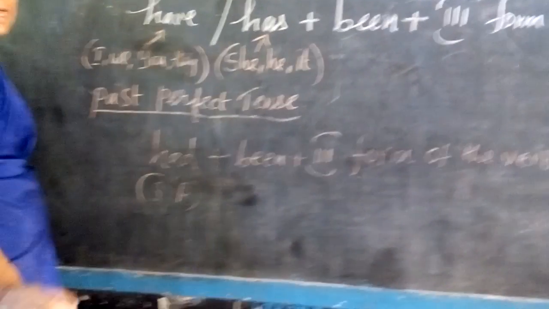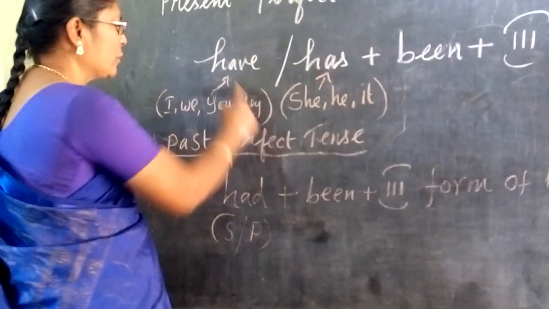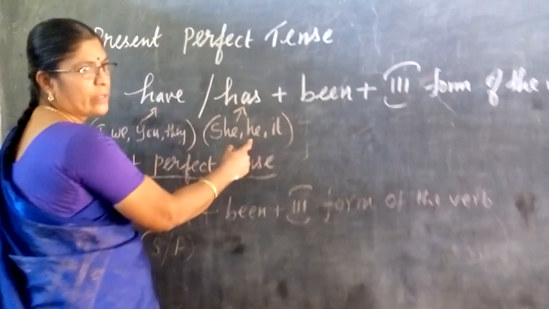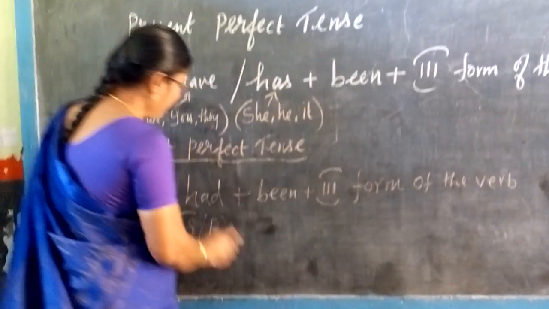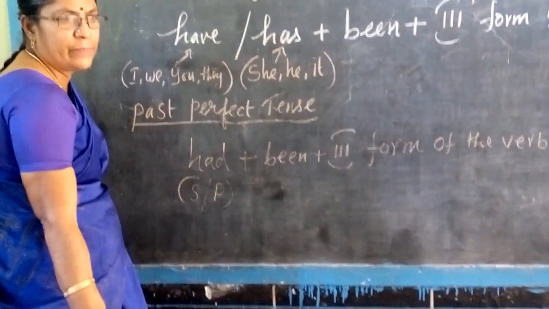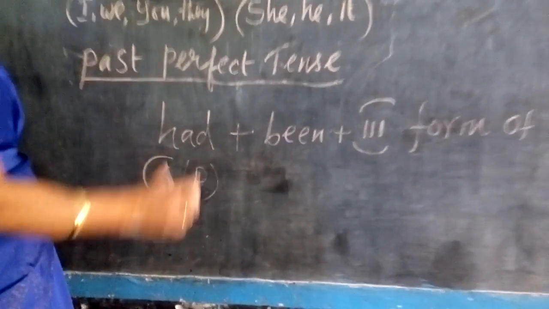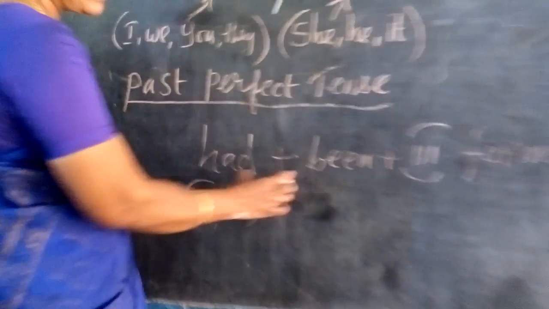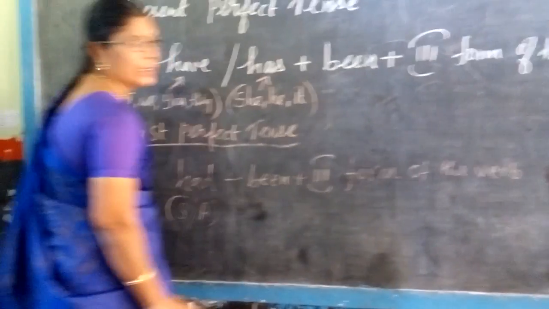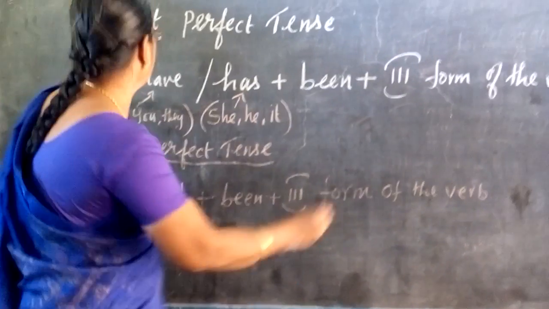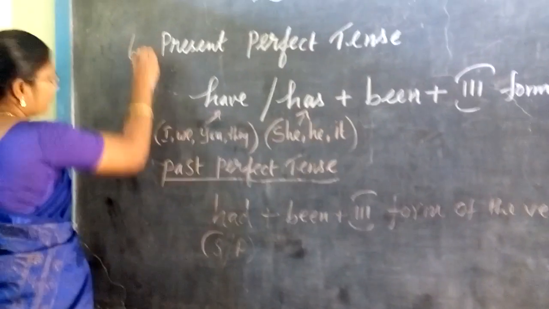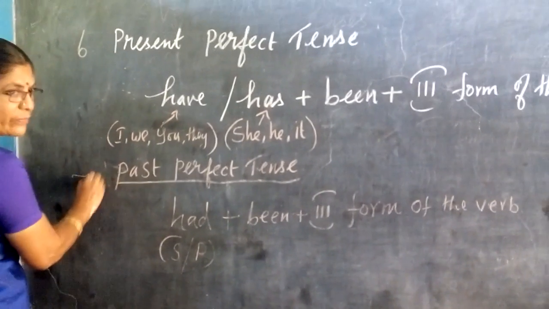But not like have and has. Have you use for plural, has you use for he, she, it. But for the word had, you can use singular and plural. Had plus been plus third form of the verb. So 5, this is the 6th one, this one is the 7th one.